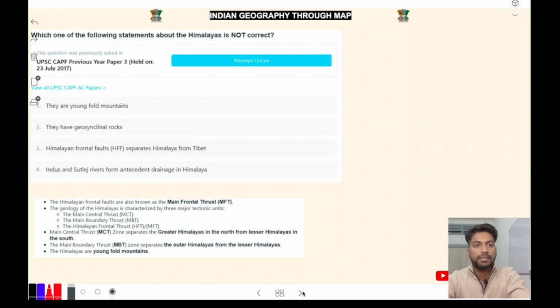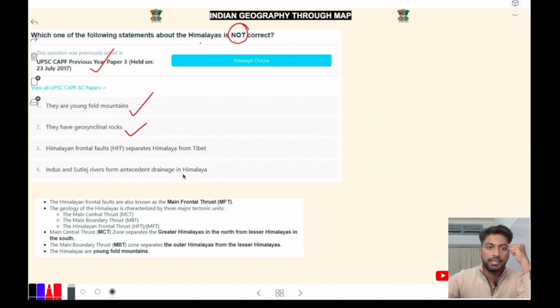Next. Which of the following statements about Himalaya is not correct? It's a UPSC CAPF question, one of my favorite exams. I used to prepare for this exam only. Look, they are young fold mountains. Yes, it's correct. They have geosyncline rocks. Yes, it's correct. Indus and Satluj, we also saw that they originate from the Himalaya. This is not correct: Himalayan frontal faults separate Himalaya and Tibet. No. Now see, you have seen some faults here.